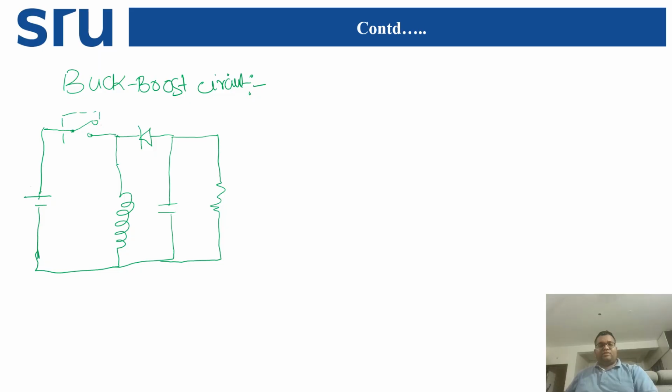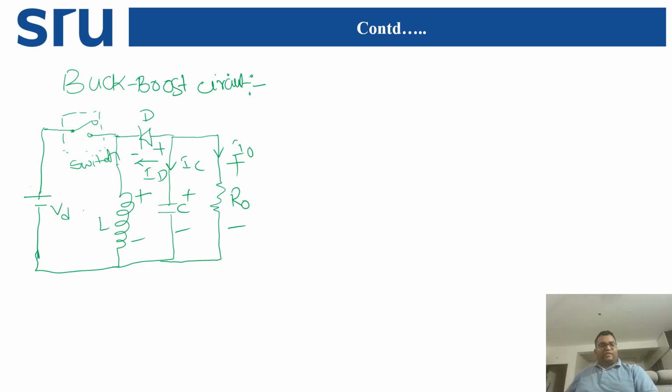This is the switch. It can be any switch. Let us call it S. And this is the diode, which we will indicate here. This is plus, this is minus. This is the inductor. This is plus, this is minus. This is the capacitor. This is plus, this is minus. This is the resistor R naught. This is plus, this is minus. Let us take the current flowing through the resistor as I naught, the current flowing through the capacitor as IC, and the diode current as ID. This is the way we have to indicate.